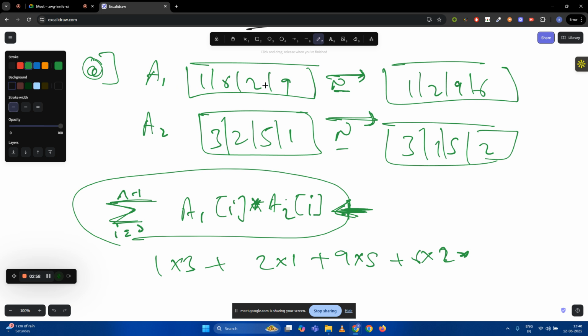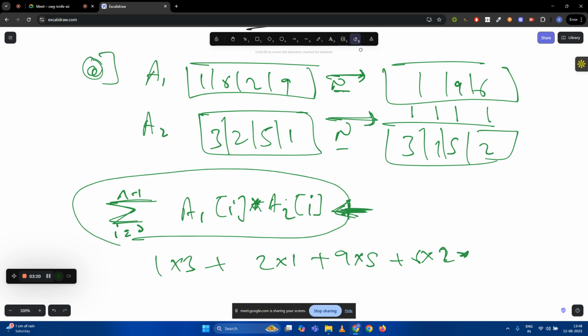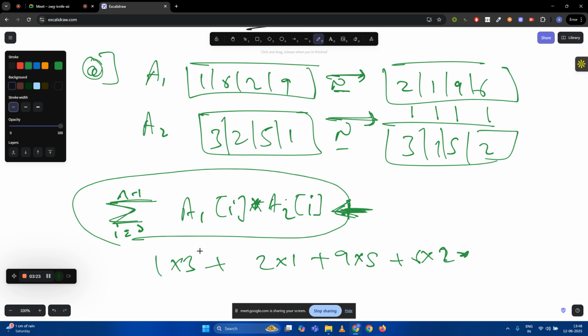Suppose I rearrange A1 into this. Rearrange means swapping elements and putting them anywhere. Similarly, if I am rearranging A2 into this, now I have rearranged. So the summation will be 1 into 3 plus 2 into 1 plus 9 into 5 plus 6 into 2. But suppose I rearrange somewhat like this, 2 1 9 6. Then I would have the summation 2 into 3 plus 1 into 1 plus 9 into 5 plus 6 into 2, right? Both the summations are different.